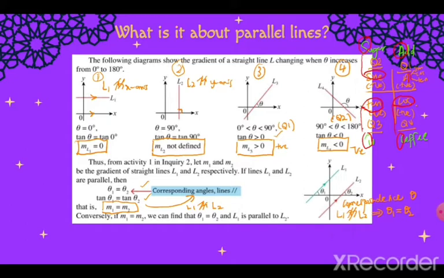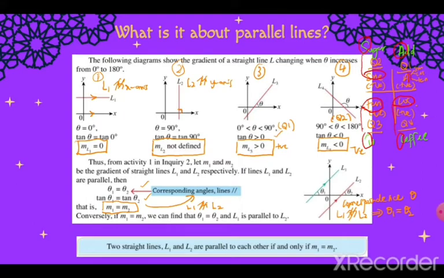So what I want to conclude here is that two straight lines are parallel to each other if and only if their gradients are equal. We need to highlight this one. If L1 is parallel with L2, therefore M1 equals M2. M1 is the gradient for line 1, and M2 is the gradient for line 2. This is the most important thing. Parallel lines deal with the same gradient.